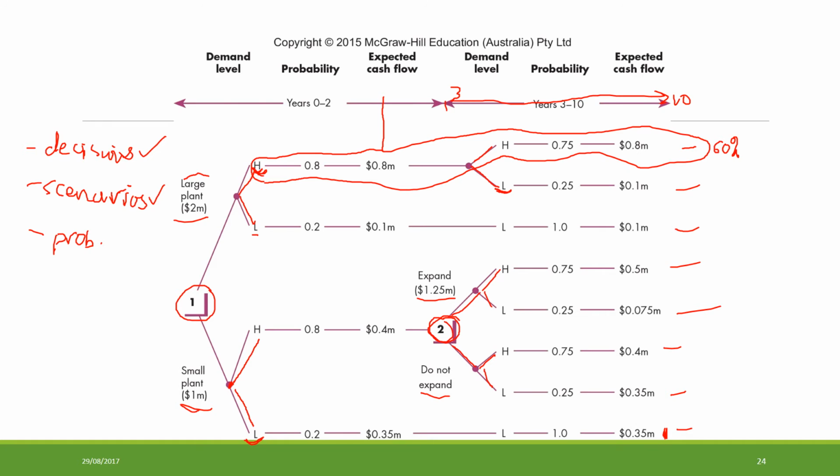The probability of having high demand for the first 2 years and low demand for the rest of the project, so the remaining 8 years, is given by this branch in the decision tree. And this is 20%.